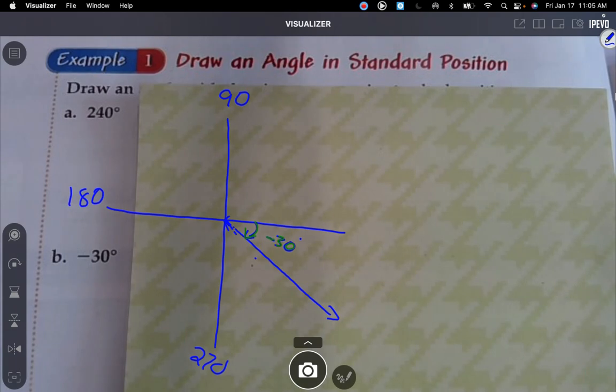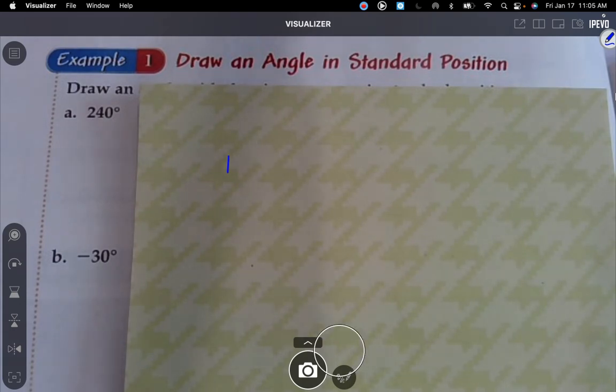Let me do one that's like a big angle. You just start here, and if it's positive, you go this way. If it's negative, you go the other way. And you're always going to start on the right side, right there along that x-axis every time. That's why it's called the initial side.